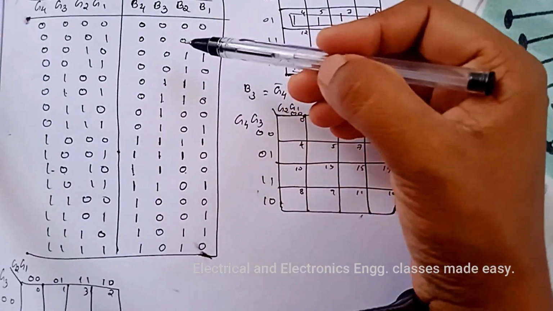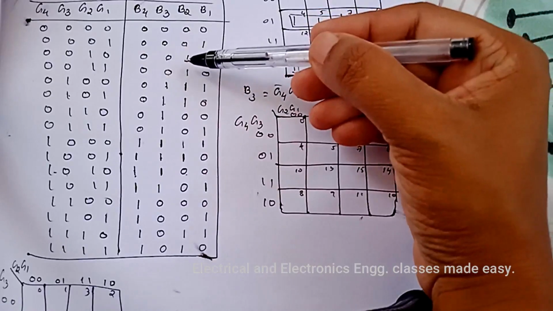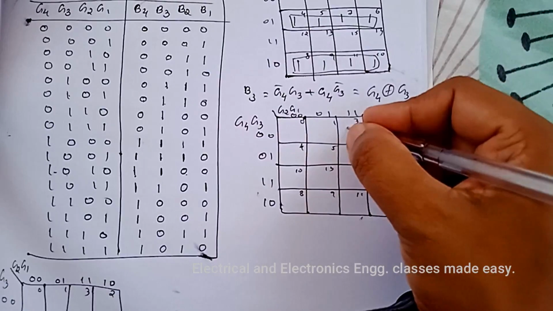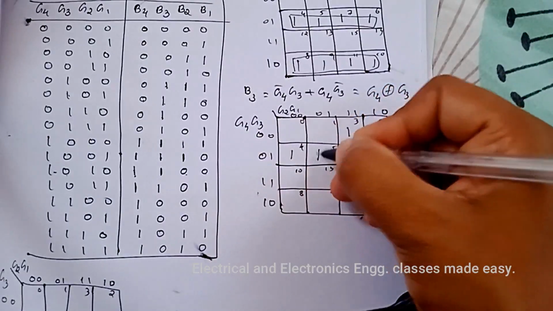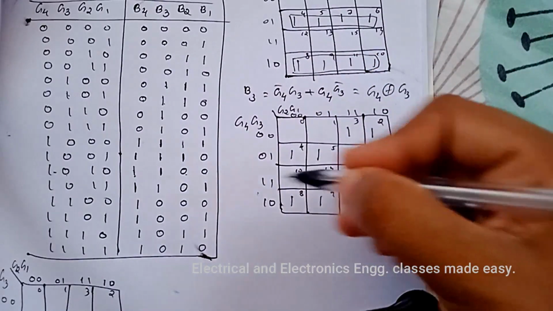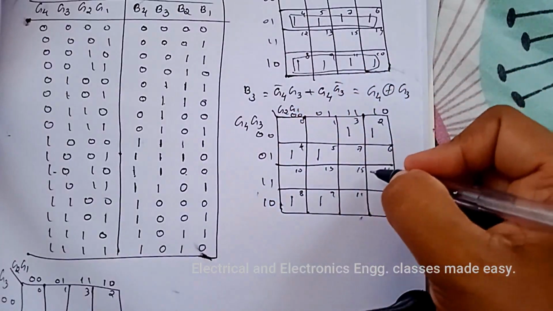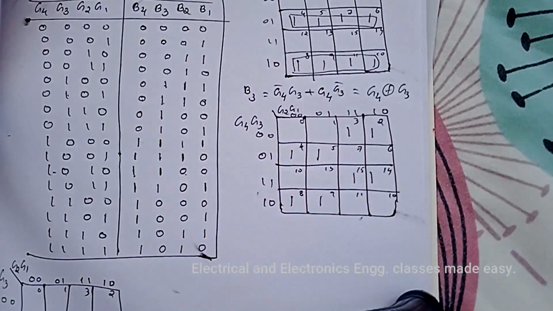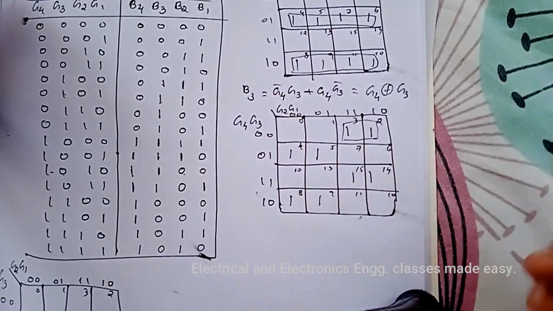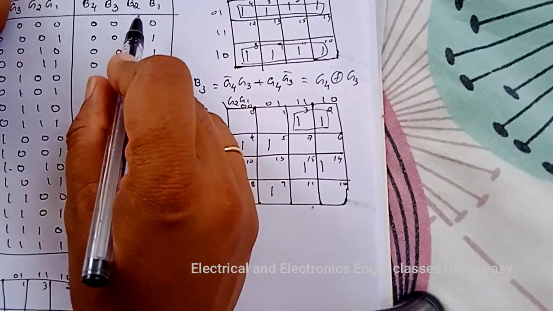Next is minimization for B2. 0, 1. Next is 2, 3, 4, 5, 6, 7, 8, 9. And this is 14 and 15. And here we can combine these two squares. And this is simplification for B2.